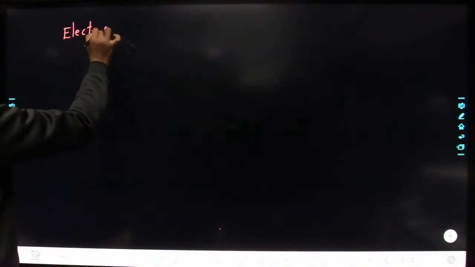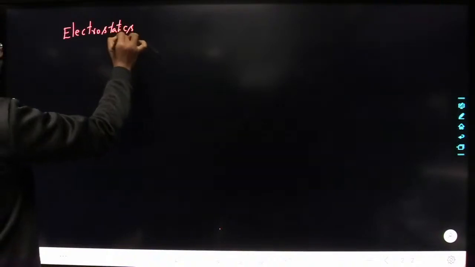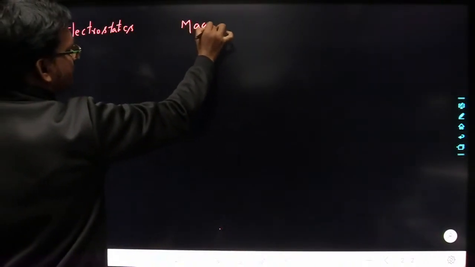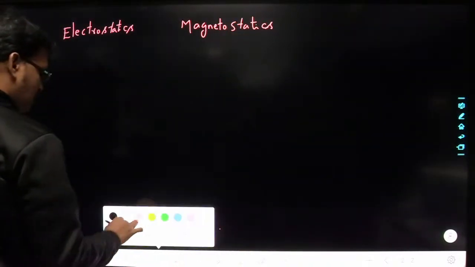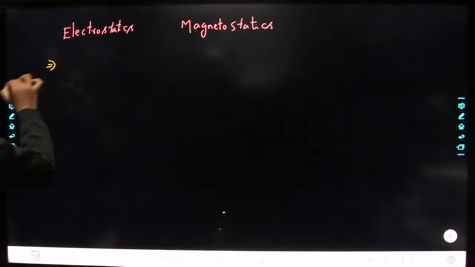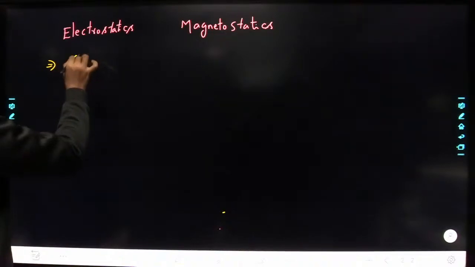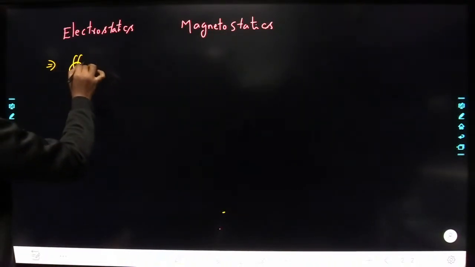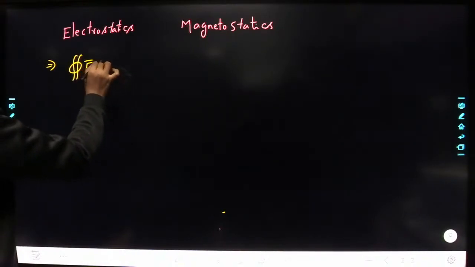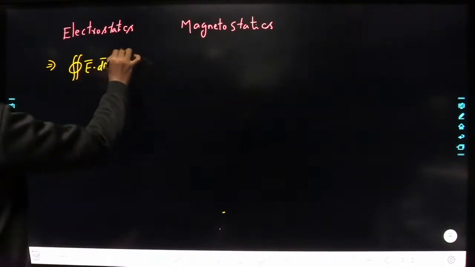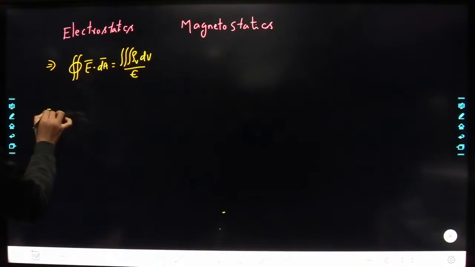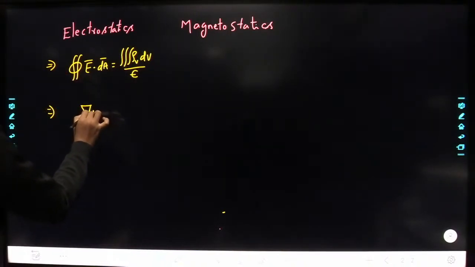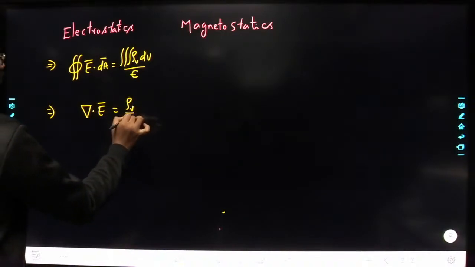Now if we compare electrostatics, what are the laws that we have covered, and in magnetostatics, what are the laws that we have covered? In electrostatics we covered Gauss law for electric field, that is closed surface integral E bar dot dA bar is equal to triple integral rho v dv divided by epsilon. Its point form or differential form is divergence of E bar is equal to rho v by epsilon.